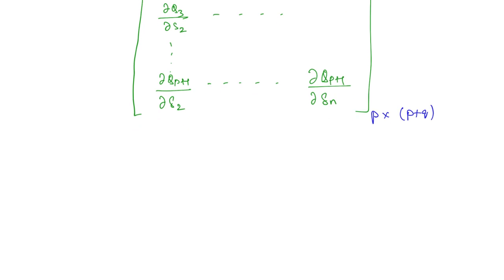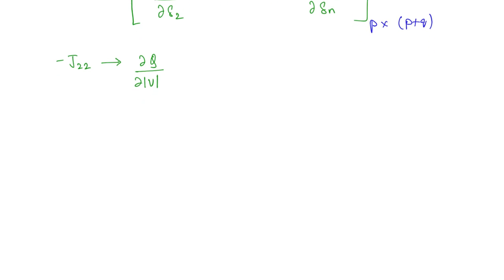And finally you have minus J22. This is the partial differentiation of the reactive power with respect to the magnitude of the voltage. Here the submatrix is going to be ∂Q2 by ∂V2, and so on till ∂Q2 by ∂V(p plus 1).